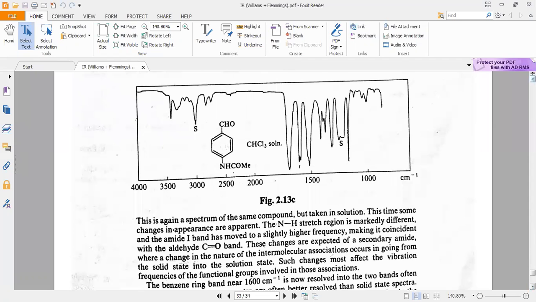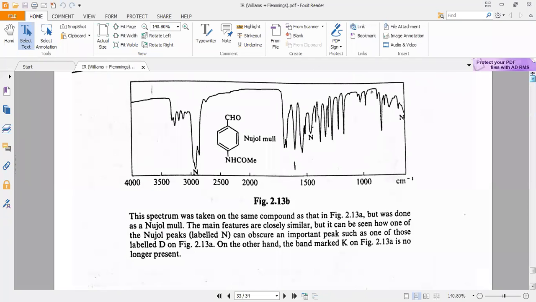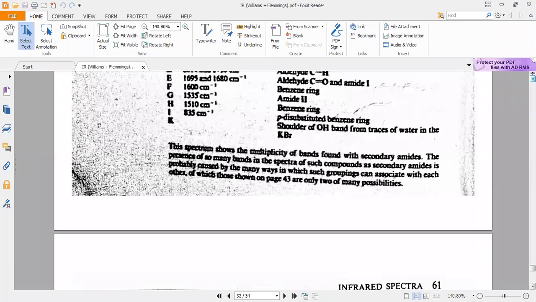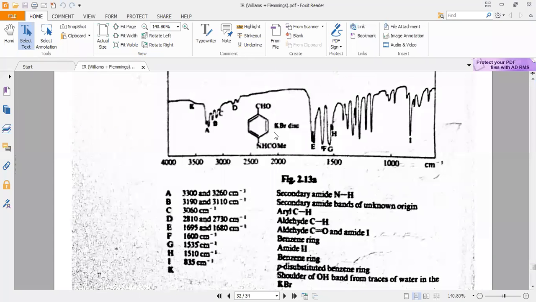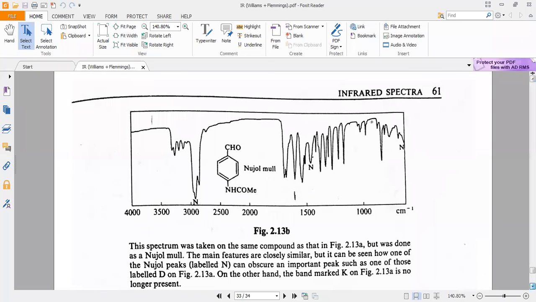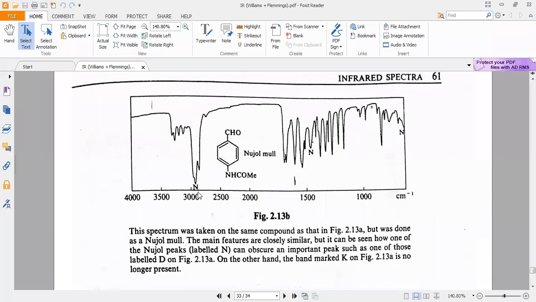This has been done in different solvents. Look at the difference. This is the spectrum which is done in KBr, right? So we look at here what we are getting. We are not getting any intensive solvent signals. But look at when the same spectrum is done in Nujol. You see, we are getting much interaction here.